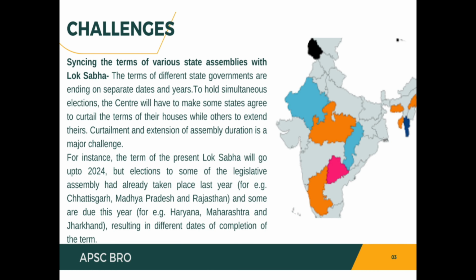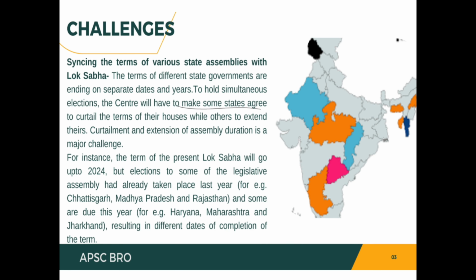Next big challenge. In order to sync, like we have discussed before, in order to make this system possible, we have to dissolve certain state governments before their completion of tenure. Now this is going to be a big challenge. All the state governments will want their government to run for 5 years. To make them agree to dissolve their governments early will be a big challenge.